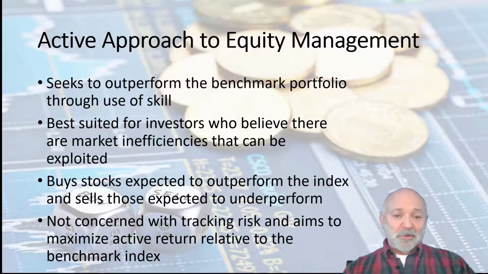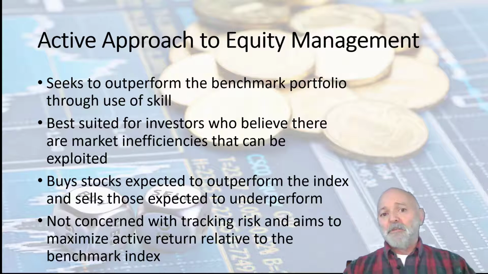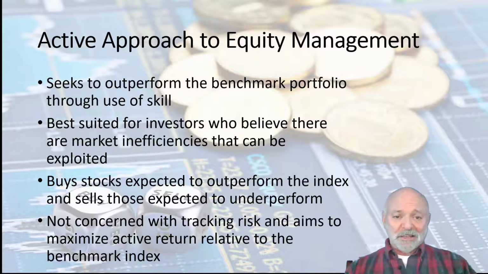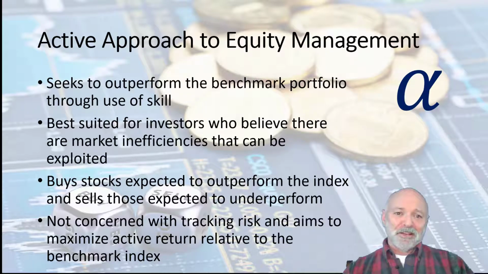We buy stocks that we expect are going to outperform the index and sell, or even sell short, those that are expected to underperform. We're not concerned with tracking risk because we maintain systematically a large amount of tracking error. We're going to be very different than the index, being significantly overinvested or overweight in certain stocks and underinvested or underweight in others.